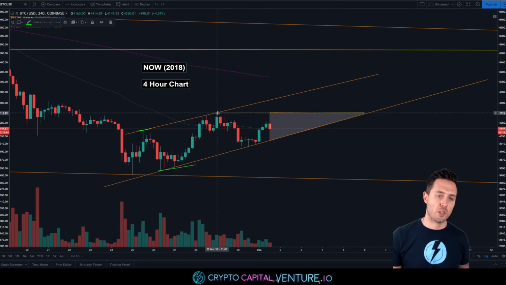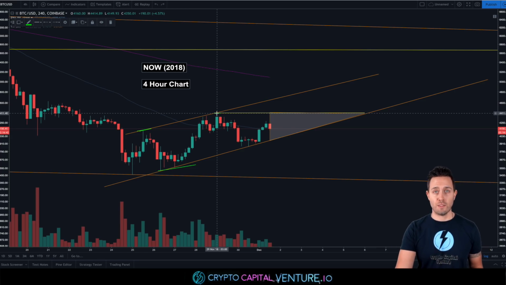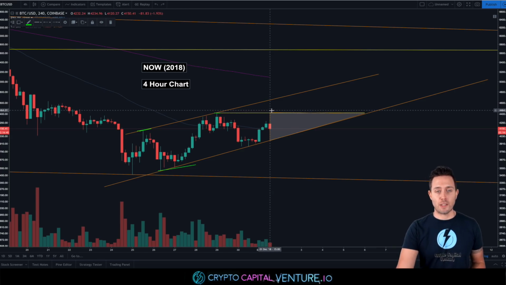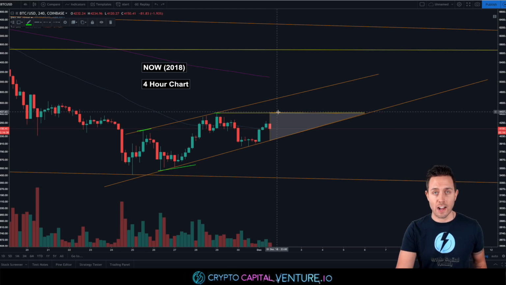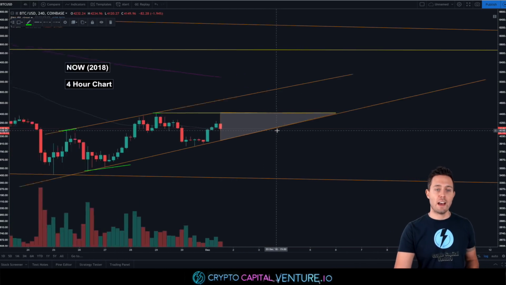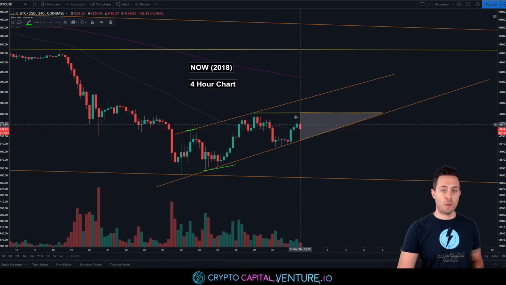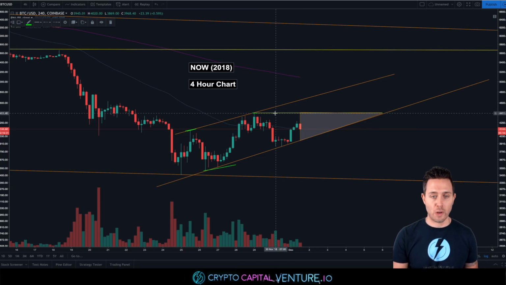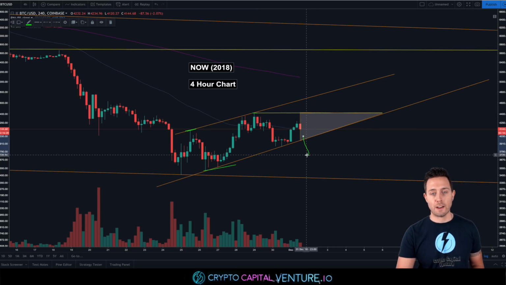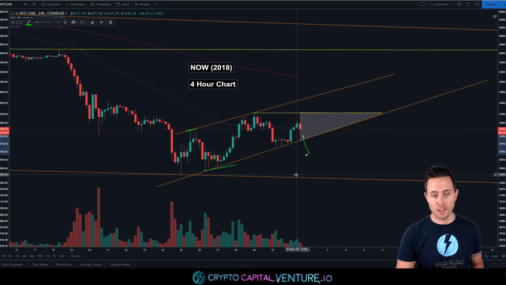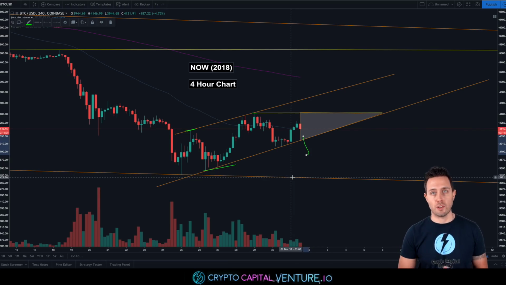But right now, our first area of resistance is really just this 4,400 area to see if we can even make another higher high in this wedge. Because right now, you can see we might actually not even break that area, right? This wedge might completely fail to the bottom, and we might be testing the previous low of around $3,400, $3,500 sooner than later.